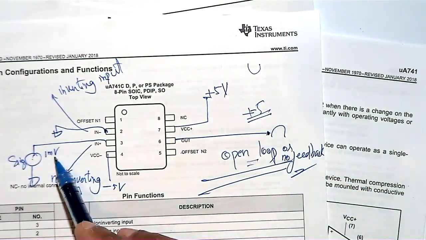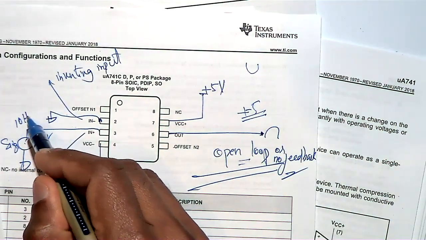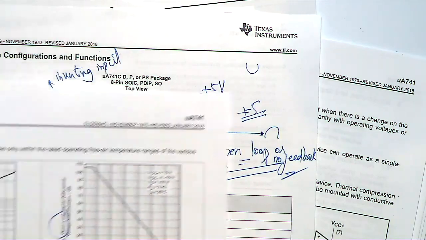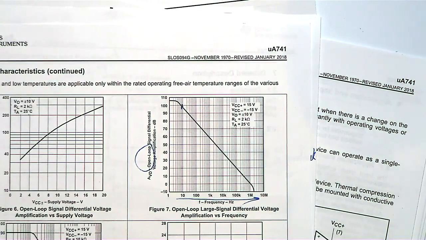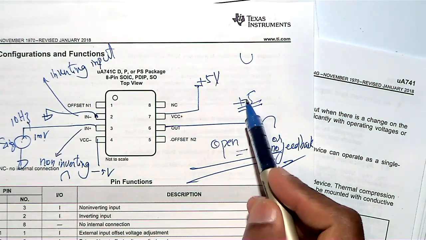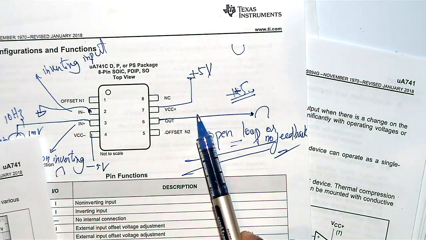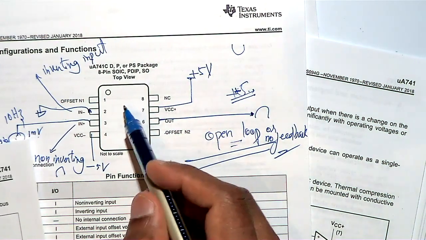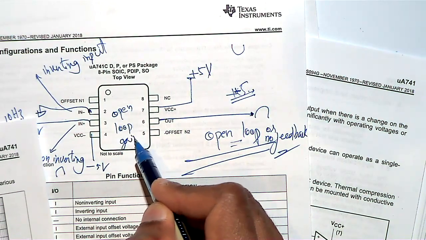Suppose you connect a 1 millivolt signal and the signal frequency is 10 hertz. Then I can find out the gain at 10 hertz from the plot. It's around 100 dB. 100 dB is a very big number, and with 1 millivolt input it will hit the rail, plus 5 volt. So in this open loop mode we are making use of the open loop gain. That is called open loop gain.